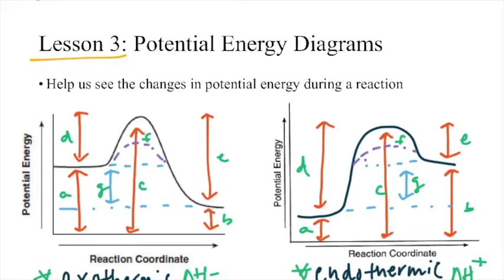So if we look at arrow B on the right-hand side, so on the product side of the diagram, it's in the same position. It's under the curve, right? But they're different sizes. So this is our potential energy of our products. Right, so same concept, the amount of stored energy in our products.